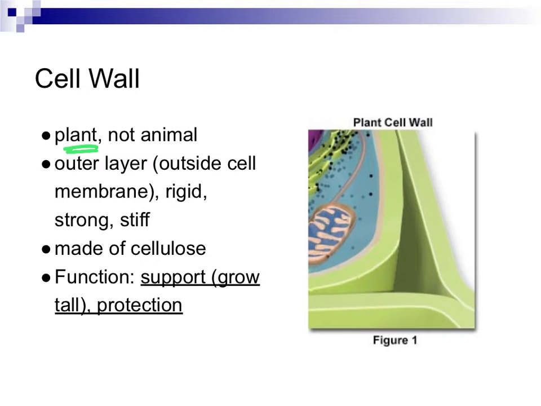In plants, it is the outermost layer, so it is on the outside of the cell membrane. So here you can see the cell wall is represented in green. The cell membrane is beneath it in kind of this tan color. And it's made of cellulose, which is one of the different types of carbohydrates that exist out in the world. And its function is to support the plant so that it can grow tall. Think about trees, for example. They're really, really tall because they have this strong supportive cell wall. And it also protects each individual cell.